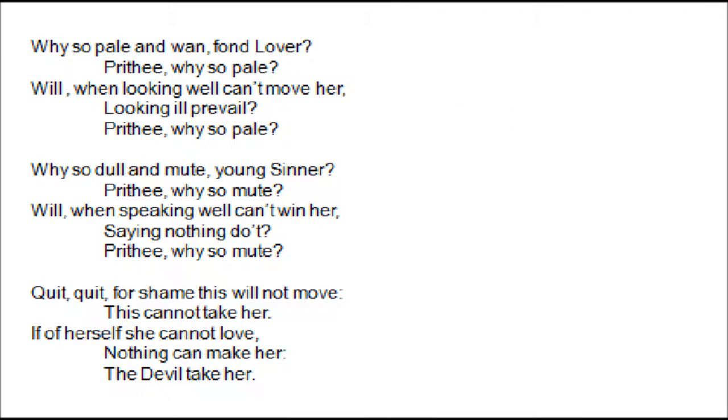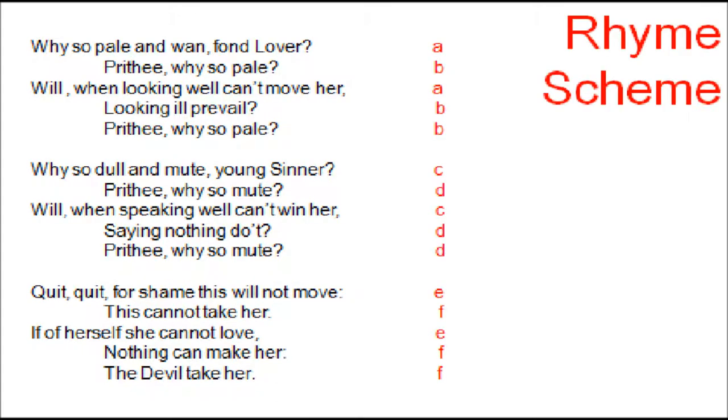Now let's look at the rhyme scheme. The last word from the first and third lines rhyme. So let's label those two A. Now it's your turn. Okay, well the second line rhymes with the fourth line and the fifth too. So we'll make those B. And the rest of the poem has the same pattern, so the rhyme scheme is A B A B B C D C D D E F E F F.